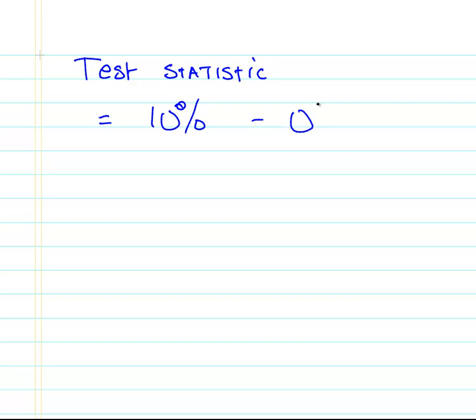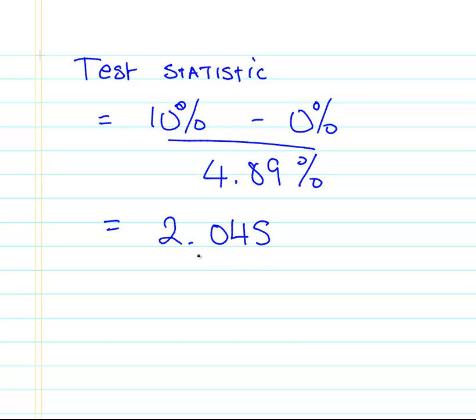So let's go back and calculate our test statistic now. The test statistic is 10% minus 0% all over 4.89. Working that out on the calculator, sorry, I just have this done off screen here. We should get slightly more than 2.045. 2.045 is what I make that to be.